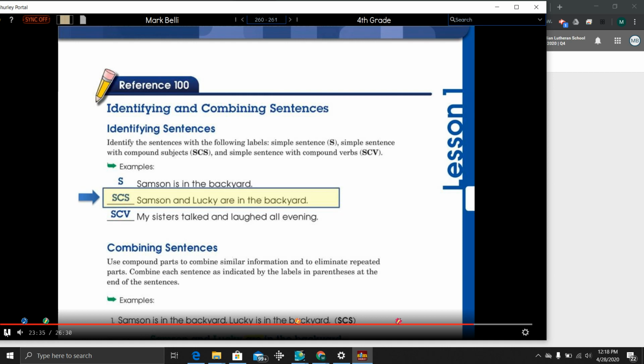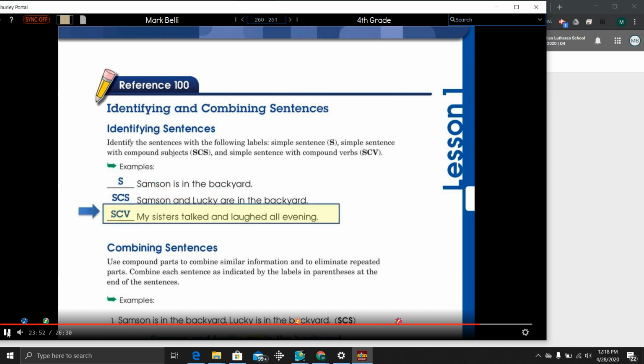Samson and Lucky are in the backyard. Did you notice that the subject of the sentence is a compound subject, Samson and Lucky? Okay, so this is still a simple sentence. It just has a compound subject. And that's what these letters mean. Simple sentence, compound subject. This is an example of a simple sentence with a compound subject.